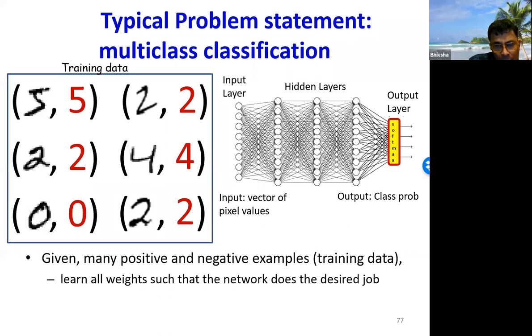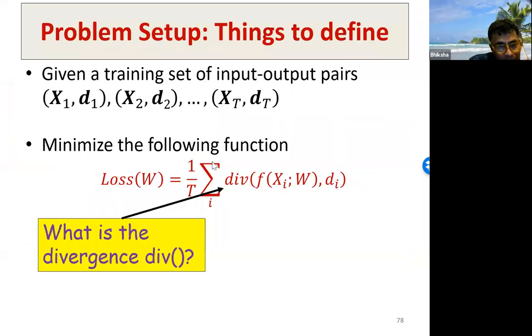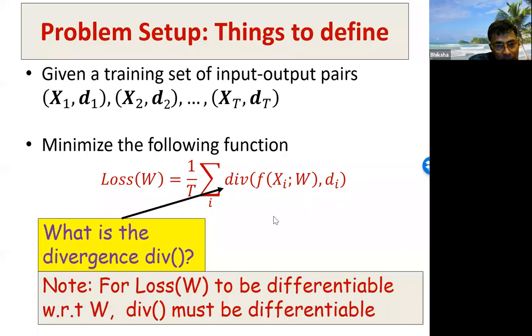And so we've defined the inputs, we've defined this function. There's one more thing left to define, which is this divergence, which quantifies the error between the actual and desired outputs.